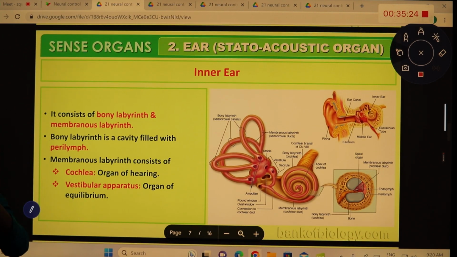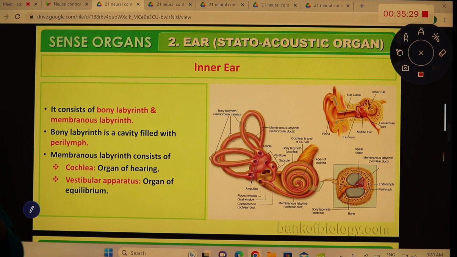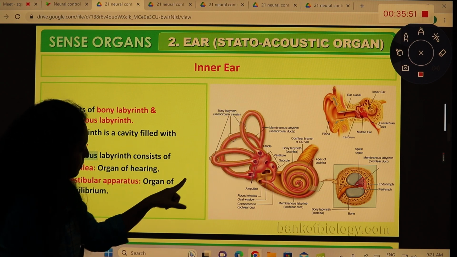All of inner ear is a little confusing, so pay attention. Inner ear consists of 2 regions. One is bony labyrinth, another one is membranous labyrinth. What is bony labyrinth? Made up of bones. What is membranous labyrinth? Made up of membrane, cartilage. So bony labyrinth is filled with a fluid called perilymph. What is the fluid that fills your bony labyrinth? Perilymph.